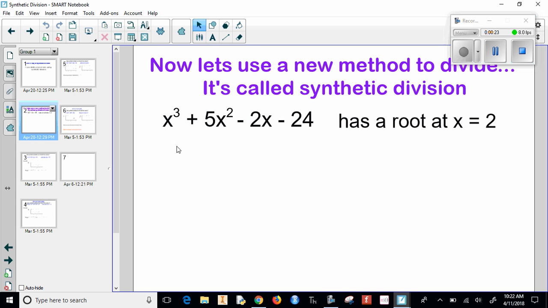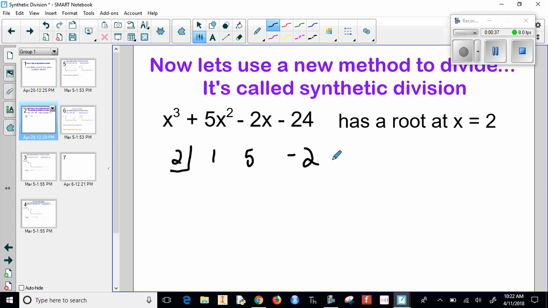So for instance, if I have this polynomial and I know it has a root at 2, what I do is typically they set up a framework where they put the 2 over here, they put the coefficients for the polynomial here, and now the first value we just drop straight down. So this one has a method. First thing we do is drop.